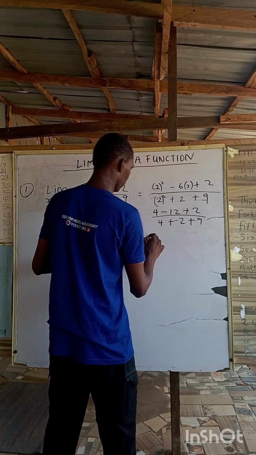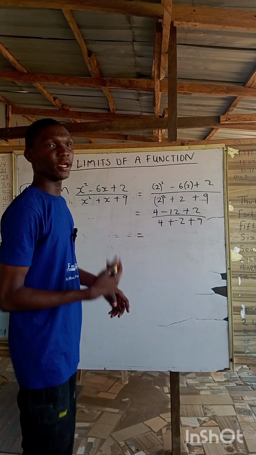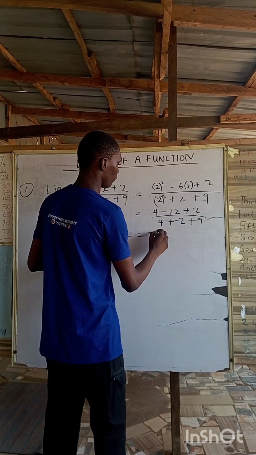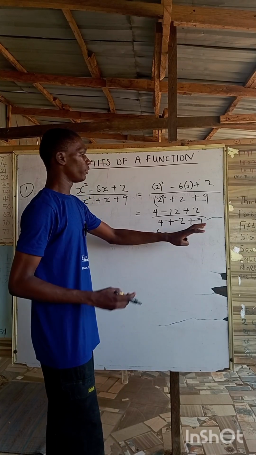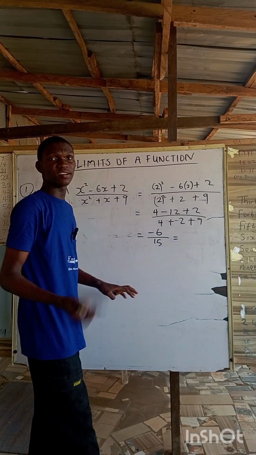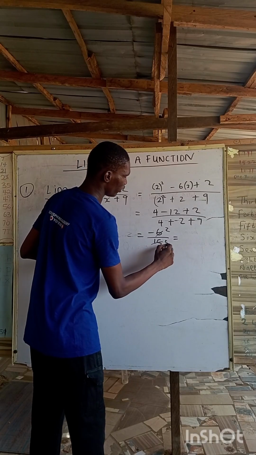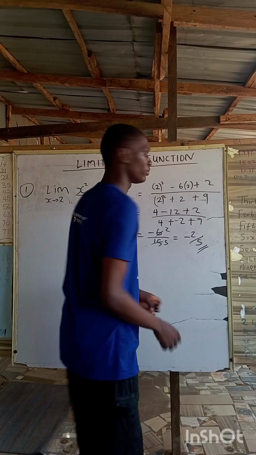So this will give us 4 minus 12, that will be minus 12 plus 2, which is minus 10. Then 4 minus 10 gives us minus 6. Minus 6 over 4 plus 2 plus 9, which is 15. So it will be minus 6 over 15. We can break this down to the lowest term: 3 into 6 is 2, 3 into 15 is 5. That will be minus 2 over 5, and that will be our final answer.